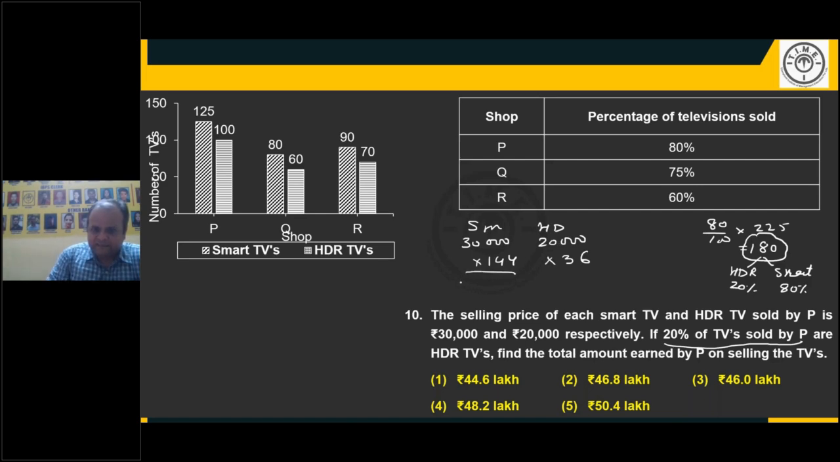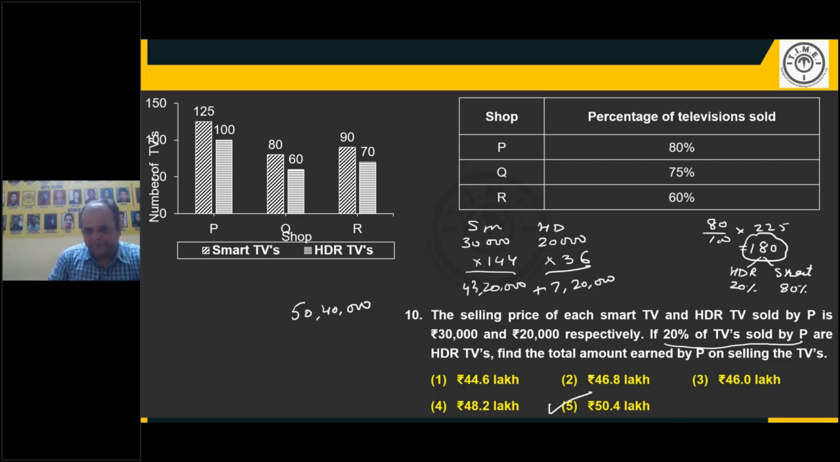This is HDR. This total amounts to, if you multiply 432, 43 lakh 20,000. All right, 43 lakh 20,000. So I'll just make a correction. So this total comes out to be 43 lakh 20,000, and this total comes out to be 7 lakh 20,000. So the total amount earned by P would be 50 lakh 40,000, which according to the options should be answer option 5.